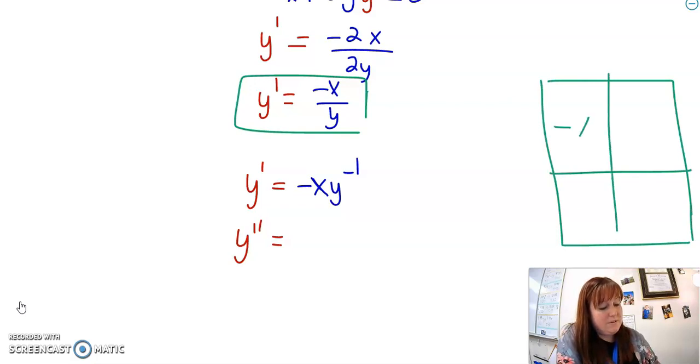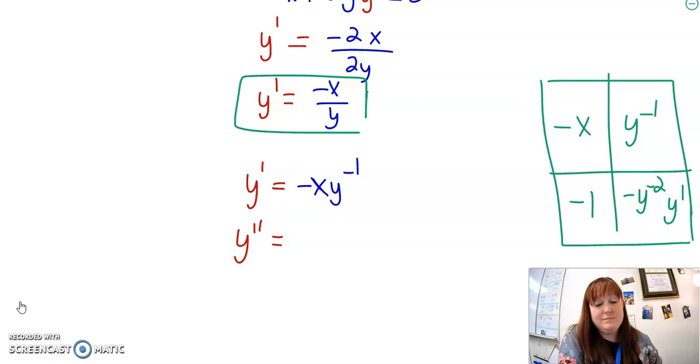F of x is negative x, so the derivative is negative 1. G of x is y to the negative 1, so the derivative is negative y to the negative 2 times y prime. Yeah, it is. All right, so then I can just put that, f-prime g plus f g-prime. So I have negative y to the negative 1 plus negative x times negative y to the negative 2 times y prime. Ooh, that's ugly.